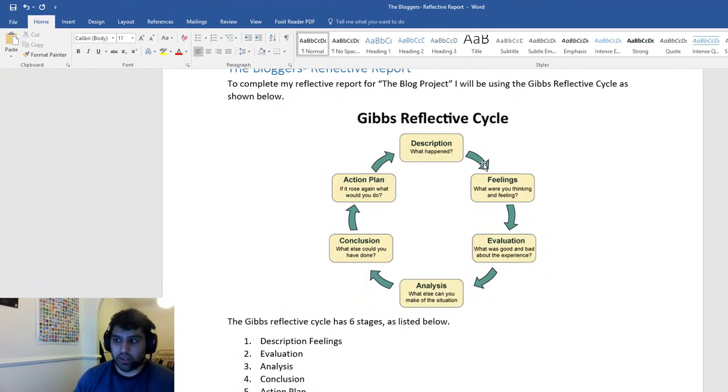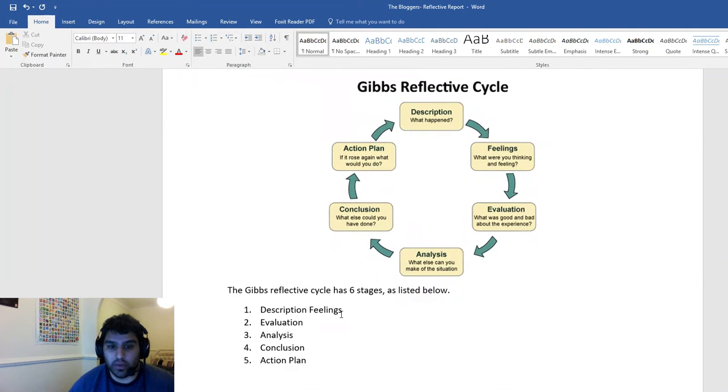So basically, for a reflective report, I like to use the Gibbs reflective cycle, which is something I came across in my undergraduate degree. It's a good way of getting the structure that you need to write a reflective piece. So there's a picture of it here, and it's got six stages.